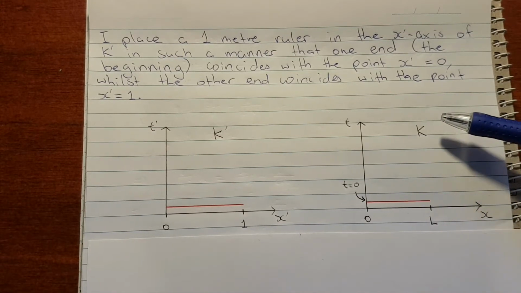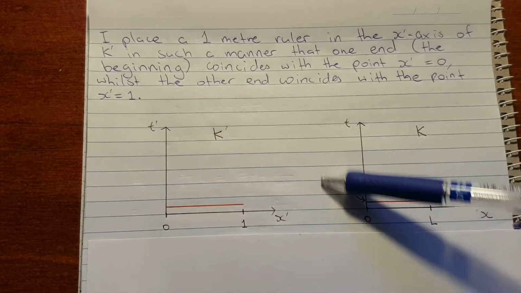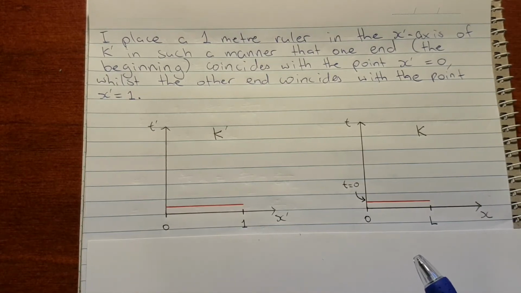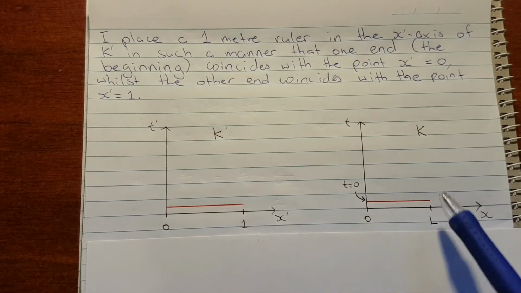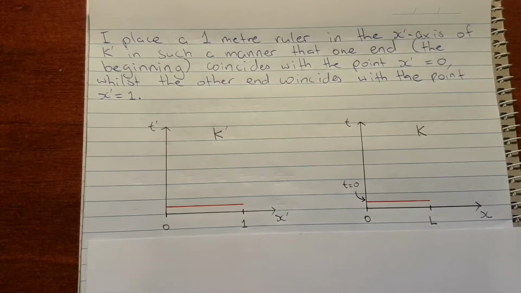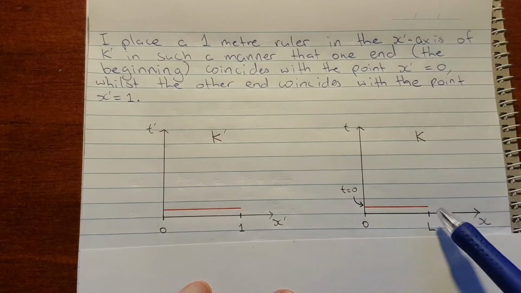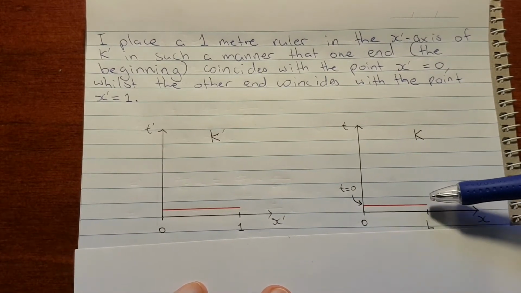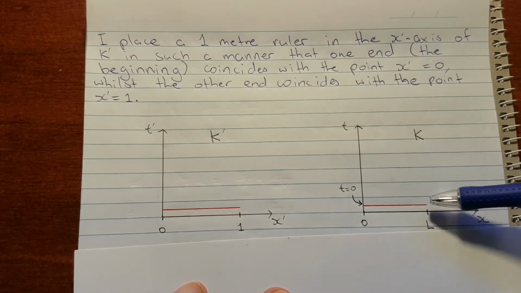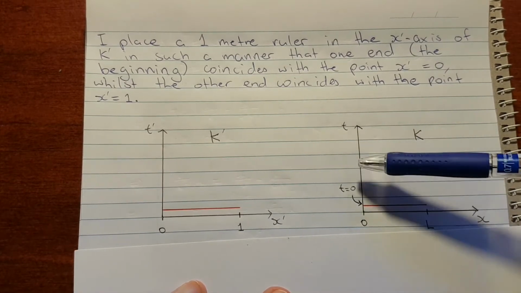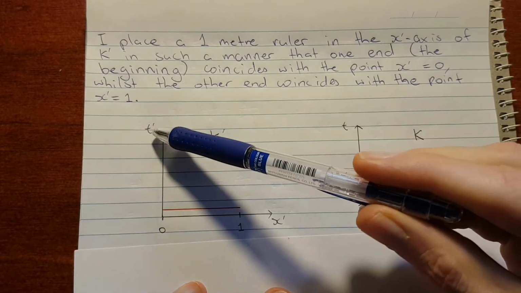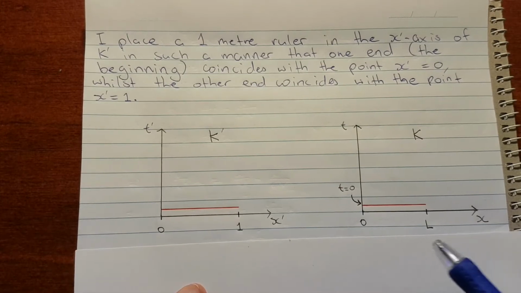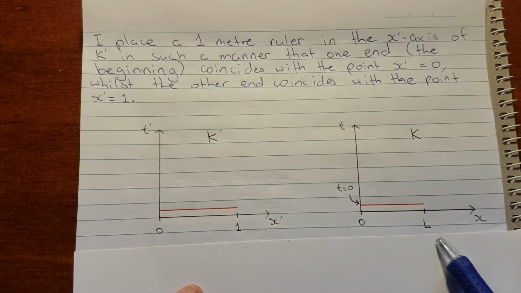And so what we want to ask is, what do these 2 points correspond to in the K system? So our ruler will look like this in the K system. I think I should have probably shifted this red line up a little bit, because this t here won't be the same as t primed, but that doesn't matter too much. So really we want to know what L is here.